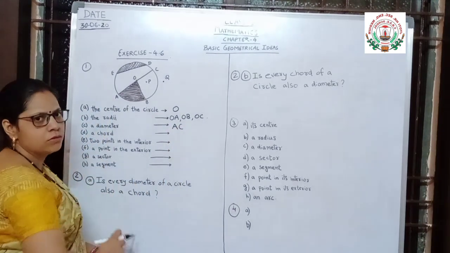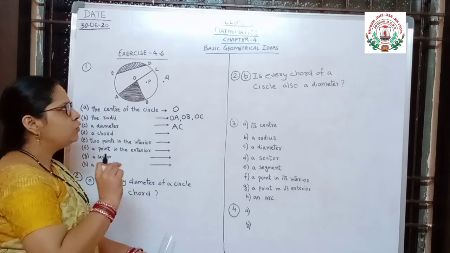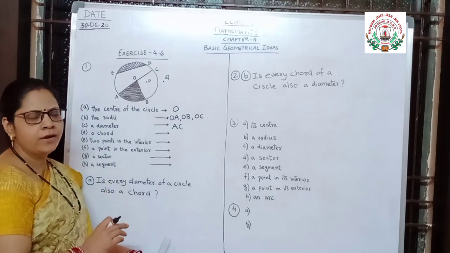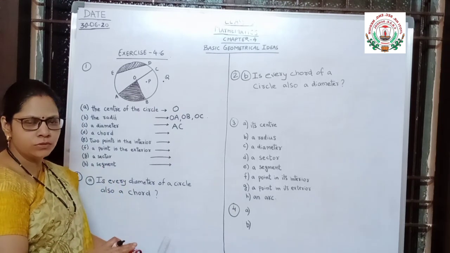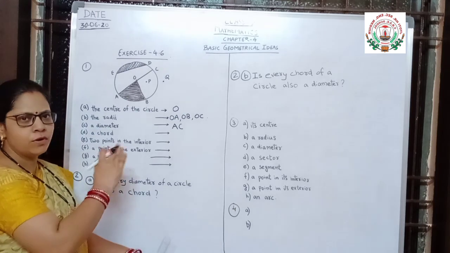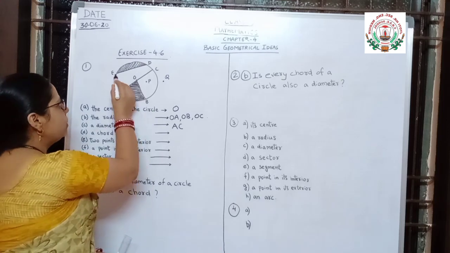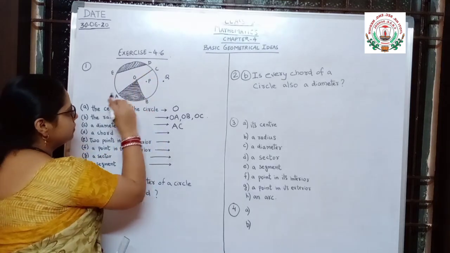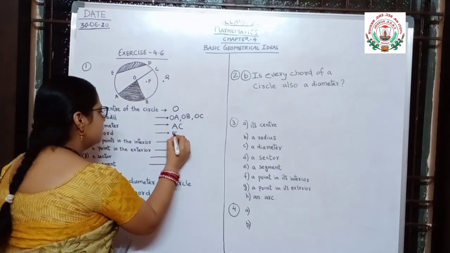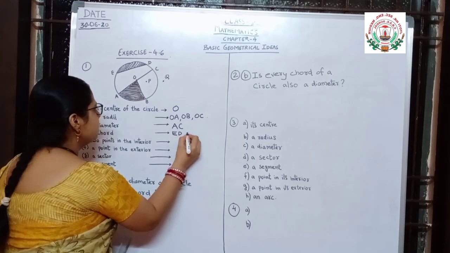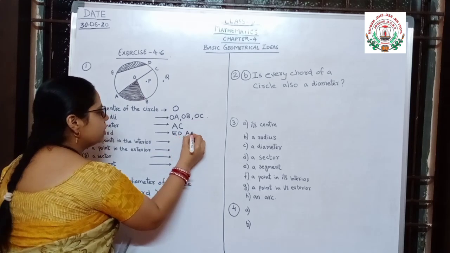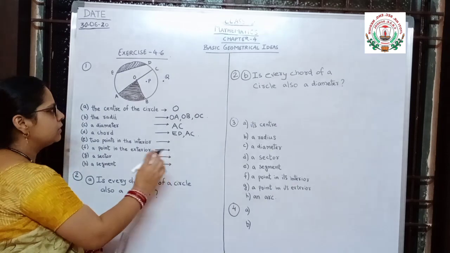A chord. Chord means what? 2 points on the circle. And not necessarily that it will be passing through the center. It can go from anywhere. Just 2 points should be on the circle. So ED is one chord. And AC is also one chord. These 2 are the chords.